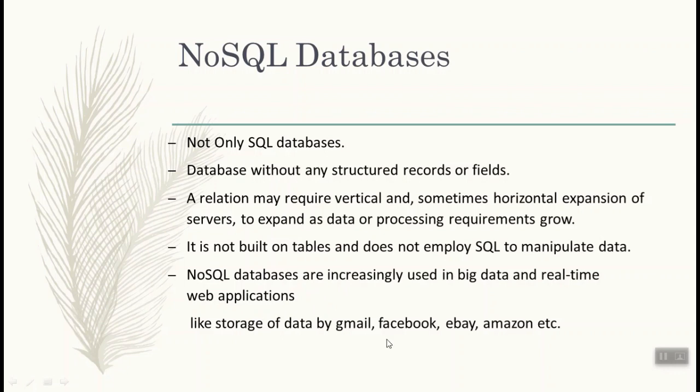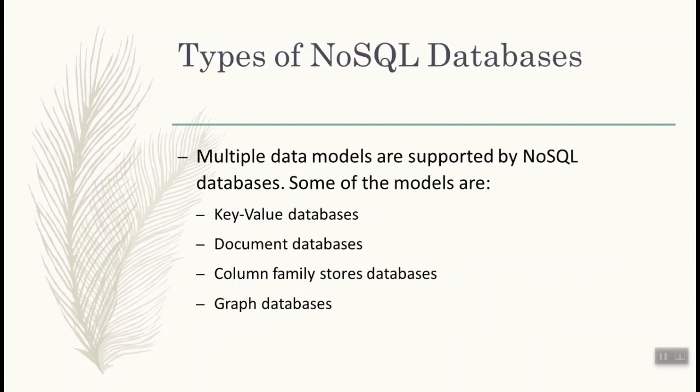NoSQL databases are increasingly used in big data and real-time web applications, like data storage by Gmail, Facebook, eBay, Amazon. So we have seen that Amazon or Gmail has a large amount of data. If they have users, different nodes are attached to it, and a large amount of data is required to be stored. So this is done by NoSQL databases.